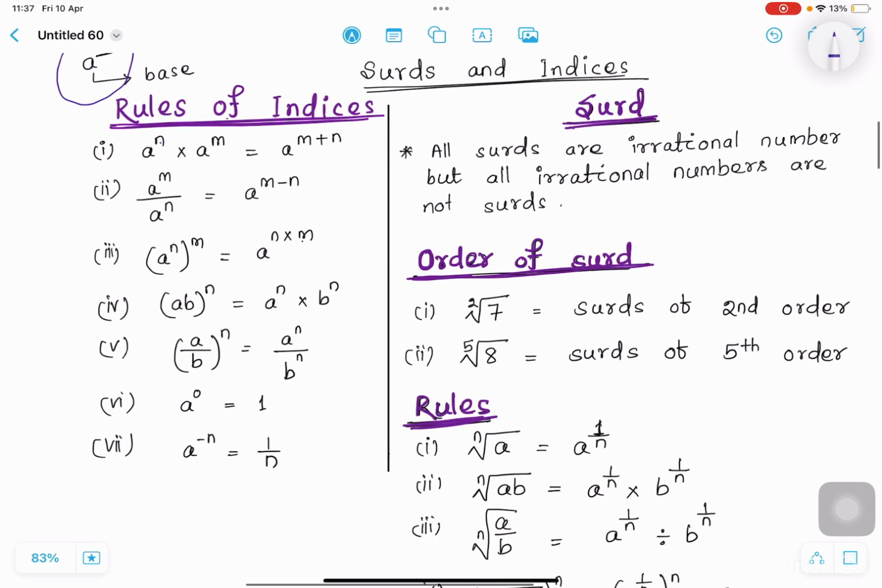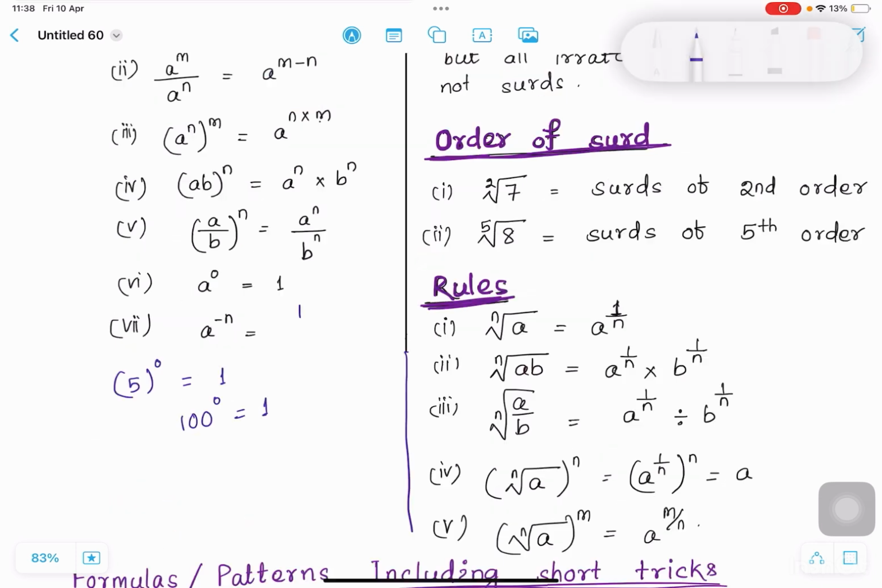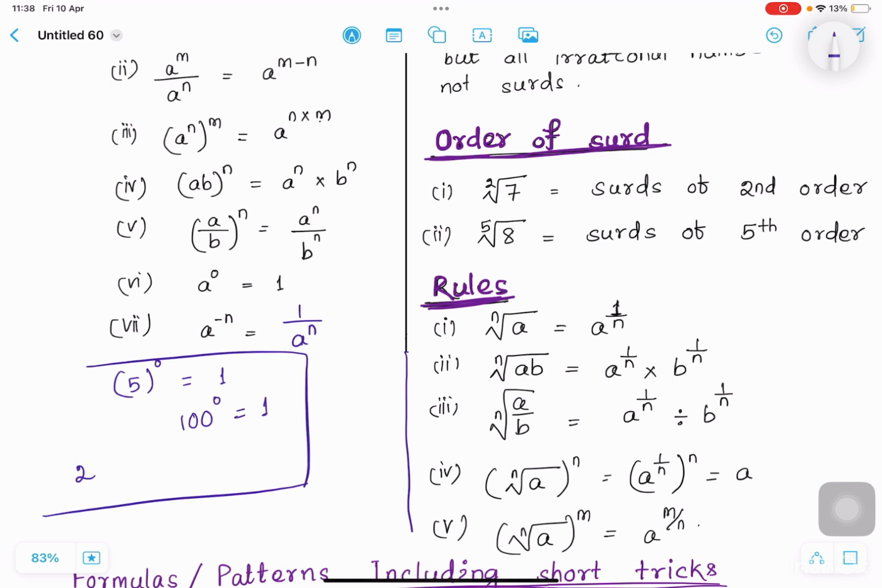Then anything to the power 0 equals 1. Suppose I am writing 5 to the power 0, that is 1. If I am writing 100 to the power 0, that is also 1. A to the power minus n equals 1 by a to the power n. This means if I am writing 2 to the power minus 3, it is 1 by 2 to the power 3. If I am writing 2 to the power minus 1, that means 1 by 2 to the power 1.